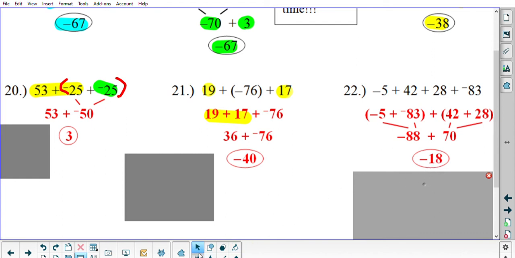If you didn't do it that way, if you just went left to right, all right, negative 5 and 42 would have given you 37. 37 and 28 would give you, I believe, 65. And then 65 and negative 88 gives you the exact same answer I have here, negative 18. So the bottom line is you can put this in any order you want. As long as there were addition symbols on the original problem between every number, you can switch the order however you like to do these problems.